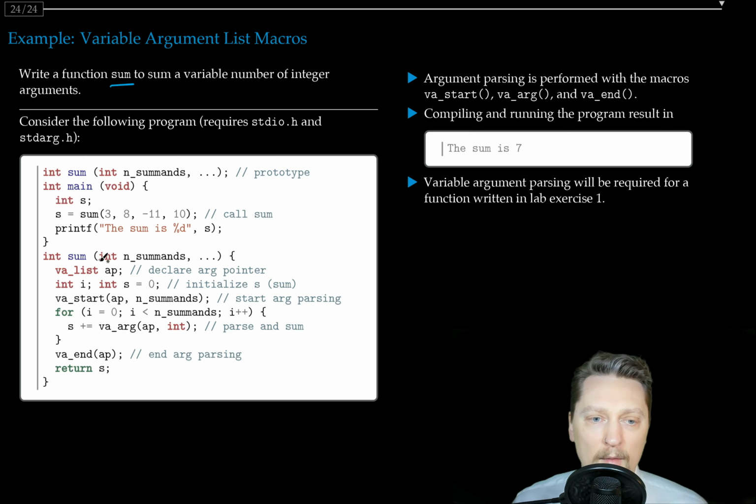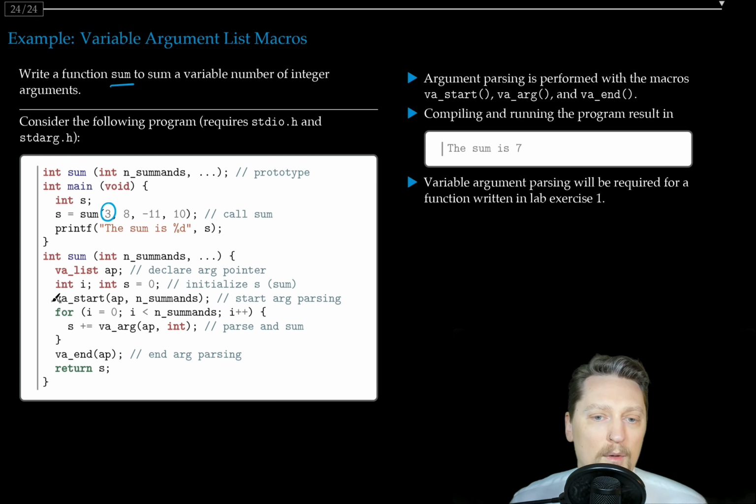So sum's first argument is n_summands. How many variable arguments are about to follow here? So 3 in the example is how many are going to follow. This is the one named argument, and after that we have the variable number of unnamed arguments. We start off by declaring the arg pointer, AP for argument pointer. We have i, an integer, and s being initialized to 0. This is going to be the sum variable.